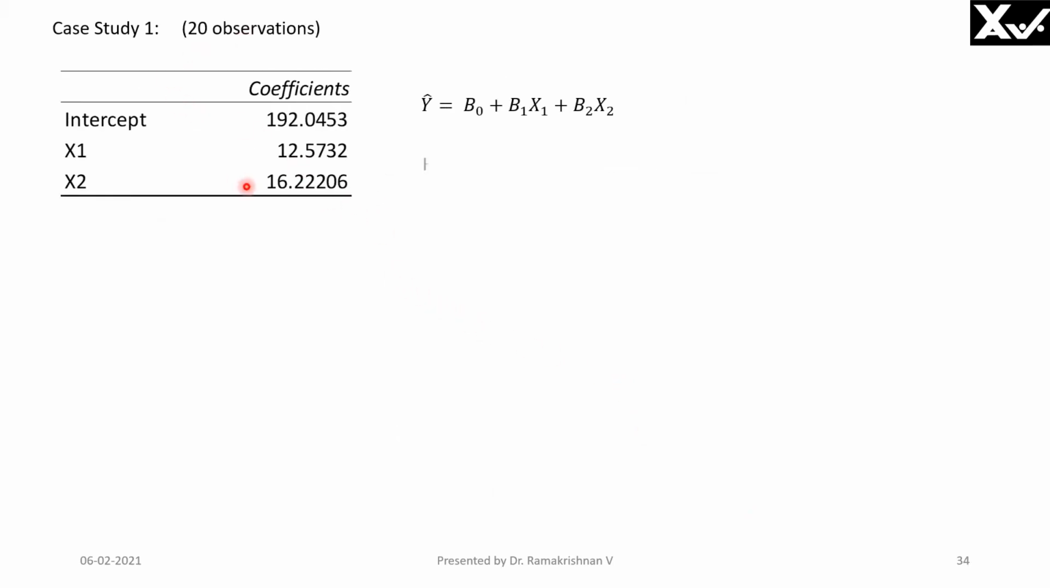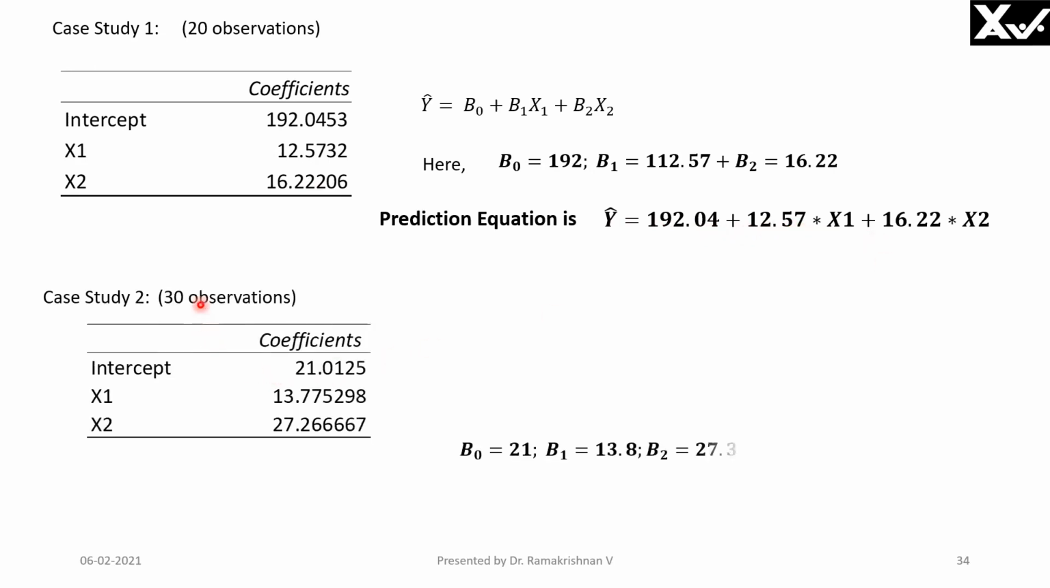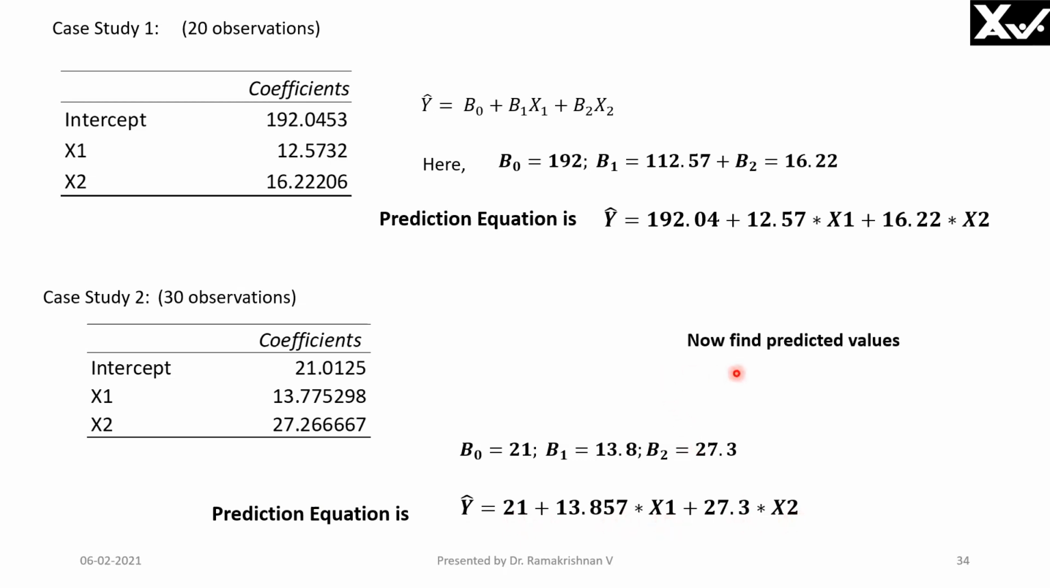Now we will see two case studies. For the 20 observations, the coefficients are obtained. Therefore, the prediction equation is this: 192.04 plus 12.57 x1 plus 16.22 x2. Similarly, for case study 2, 30 observations we took, and the prediction equation is 21 plus 13.857 x1 plus 27.3 x2. Then we'll have to find out the predicted values, find out RSS, SST, and find out the R squared and adjusted R squared.